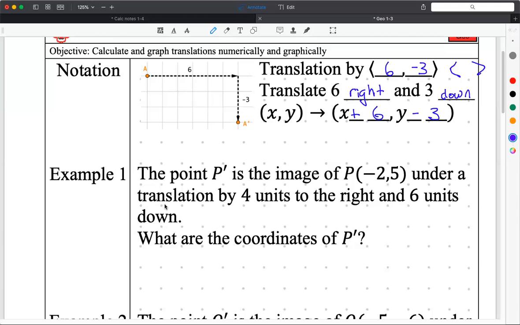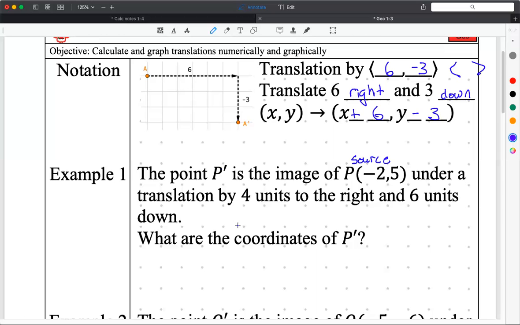All right, so we know what we started with. You can label this as the source or the pre-image, whatever you want to call it. This is the source, P, and then we apply a translation 4 units right, 6 units down to this thing. What are our new coordinates for P prime? Who wants to do this one? Charles, go for it.